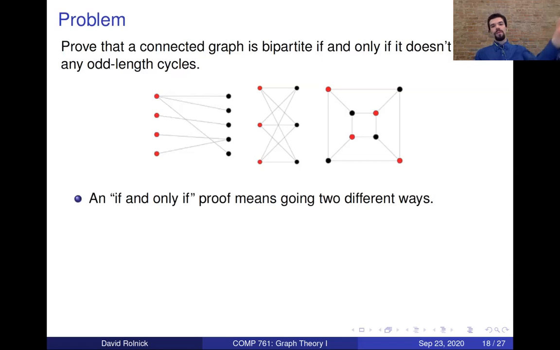So, an if and only if proof. I realize we haven't really talked about these, so this is sort of an introduction to if and only if proofs. An if and only if proof means going two different directions. If A is true if and only if B is true, there are two things that you need to do. If A is true, then B is true. And if B is true, then A is true. Just proving one of them is not enough.